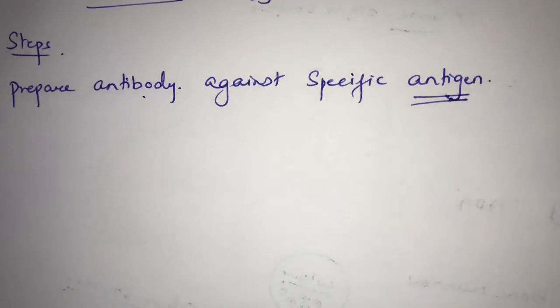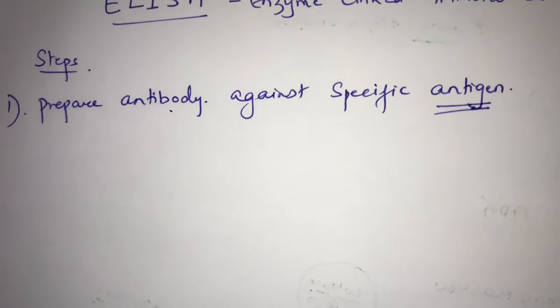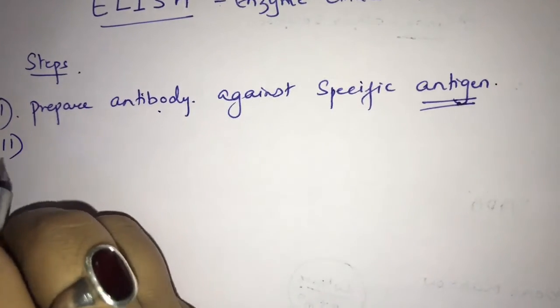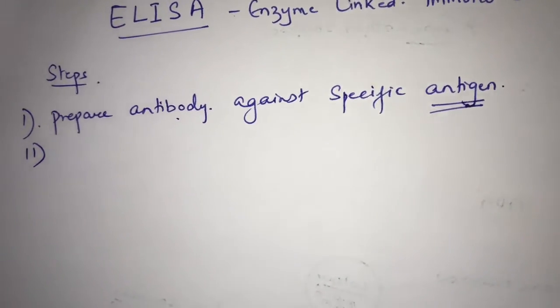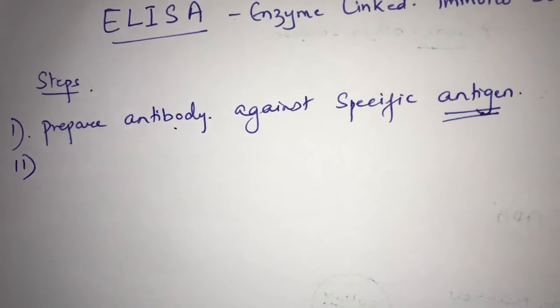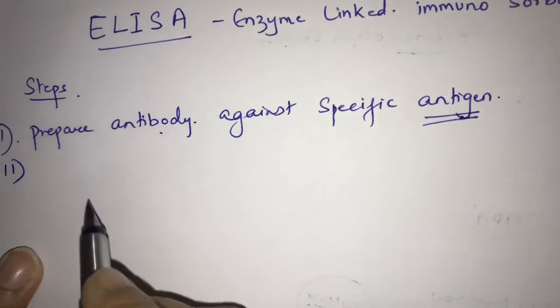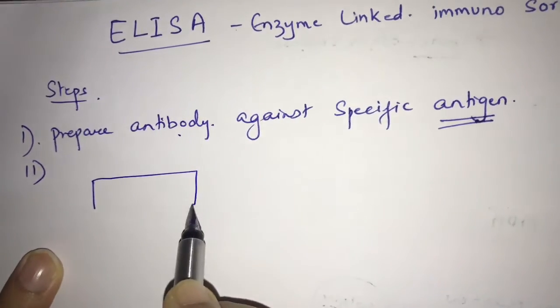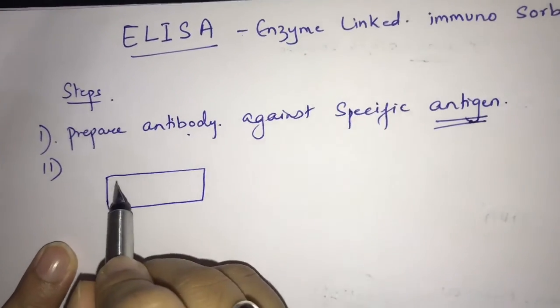Now number 2, immobilize antibody on polyvinyl chloride. There is one instrument called a microtiter plate. It is like this.